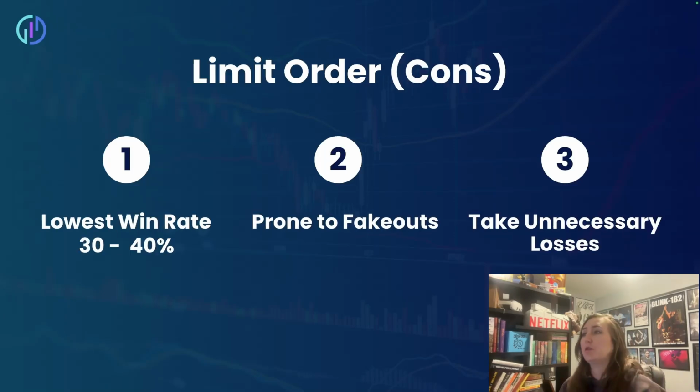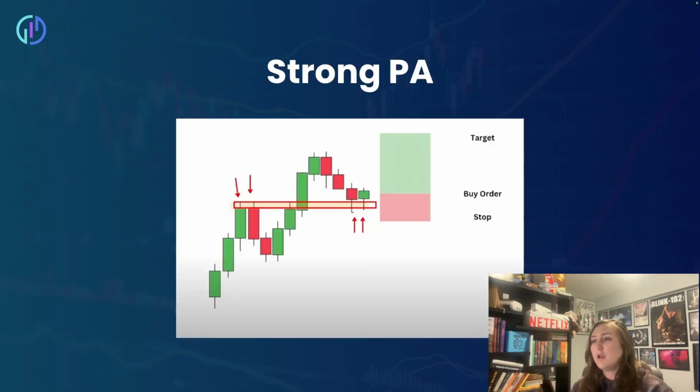So the cons with limit orders, something to pay attention to, is you are probably going to have a lower win rate, right? Because you don't know what is going to happen next after your price and your quantity is triggered into that order. It could be a complete fake out and maybe the candlestick patterns are showing more bearish than bullish. Number 2 here, as I just mentioned, you're prone to fake outs and you may take some unnecessary losses because we aren't confirming what the next candlestick is going to do. So the next one we're going to cover here is strong price action.